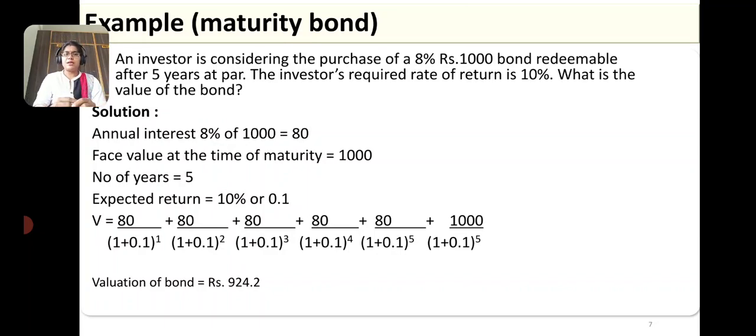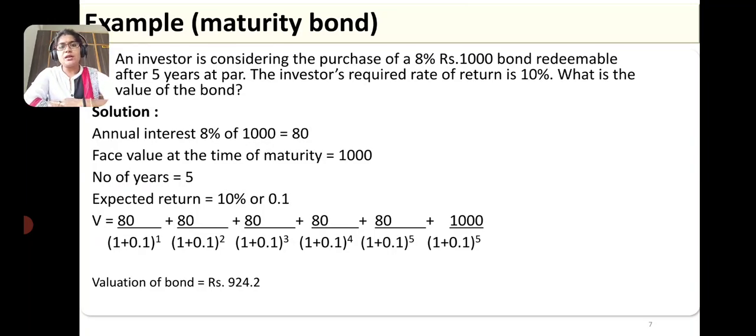So he is investing at a rate of 8%, and after 5 years he is going to get the investment back at par. That means they are not adding any premium to it, they are just paying that 1000 back to him, and he requires a return of 10%. So in such a case, what is the value of the bond?